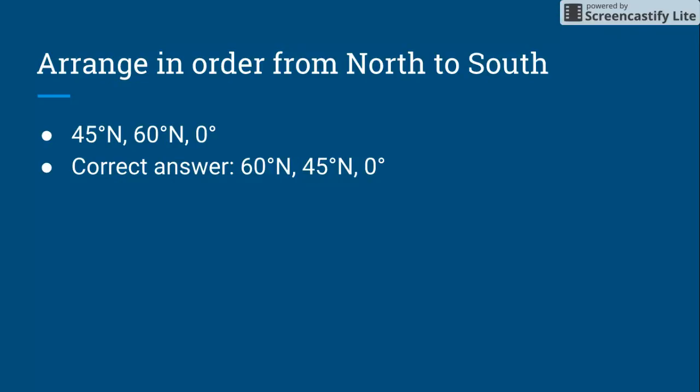Since there aren't any south latitudes, then you just kind of look at, well, 60 is the highest north because it's the biggest number. Then you go to the next biggest number, which is 45, and the next biggest number, which is 0, which you can do if all you have are north latitudes.